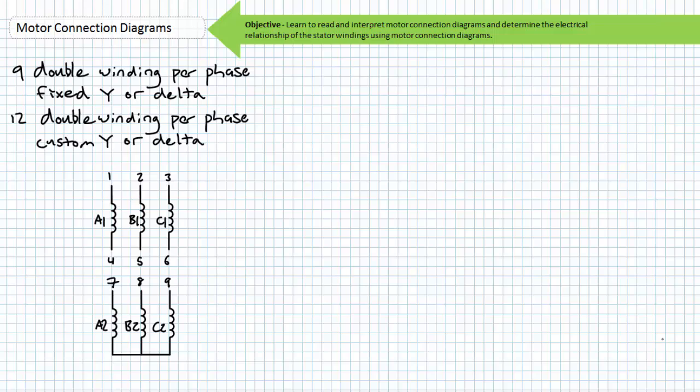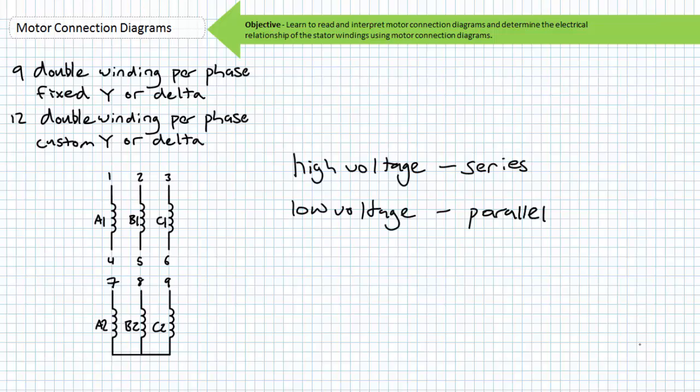Moving on to 9 and 12 lead motors, we find ourselves in true dual voltage motor territory. Regardless if the windings are to be configured in a Y or a delta, the general rule is this: high voltage series, low voltage parallel.